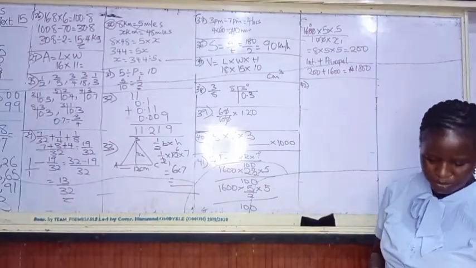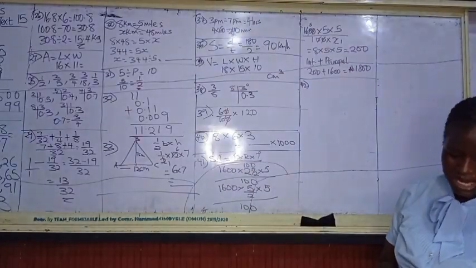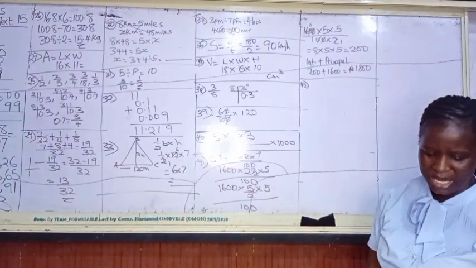Number 42. A lorry used diesel oil at the rate of 16 km per litre.